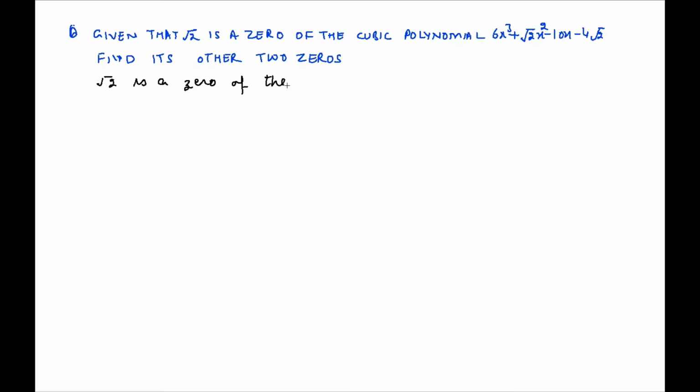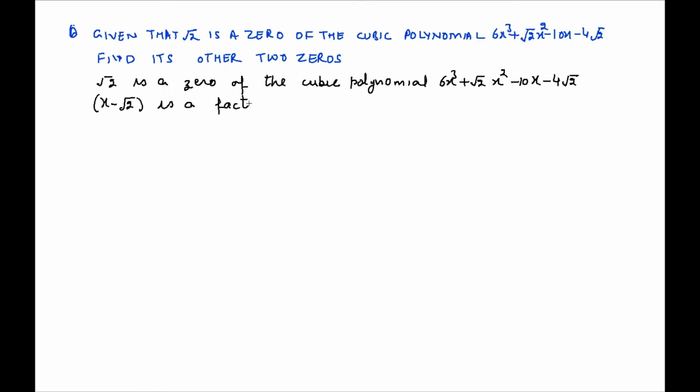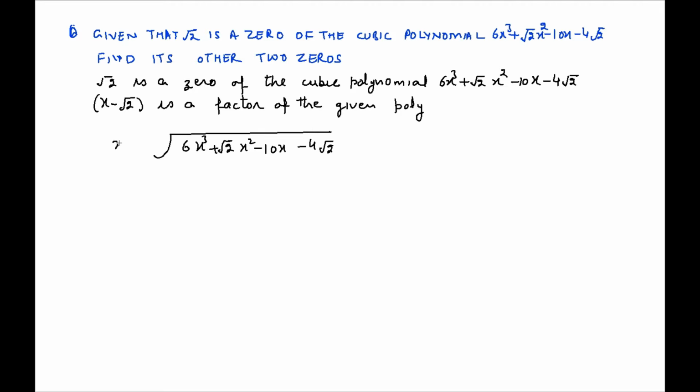Now root 2 is a zero of the cubic polynomial 6x cube plus root 2 x square minus 10x minus 4 root 2. It means by factor theorem x minus root 2 is a factor of the given polynomial. So divide the given polynomial by x minus root 2. So write 6x cube plus root 2 x square minus 10x minus 4 root 2 divided by x minus root 2.